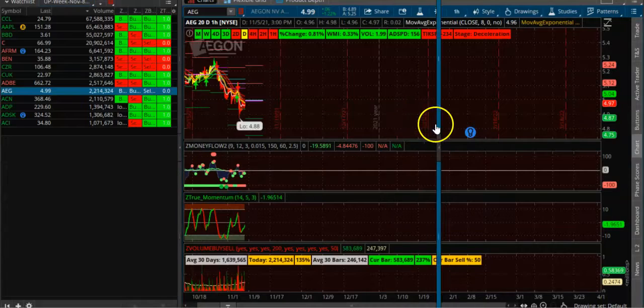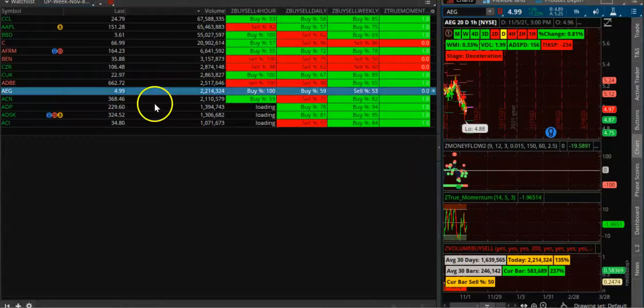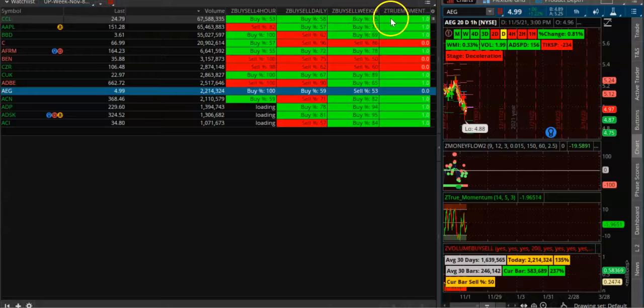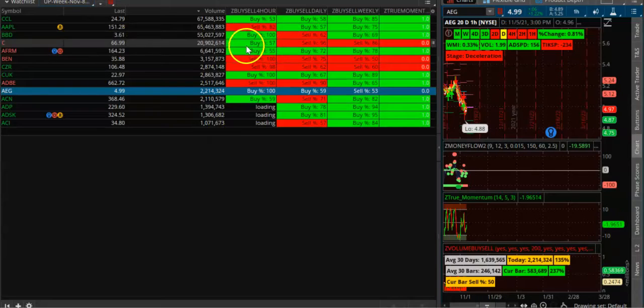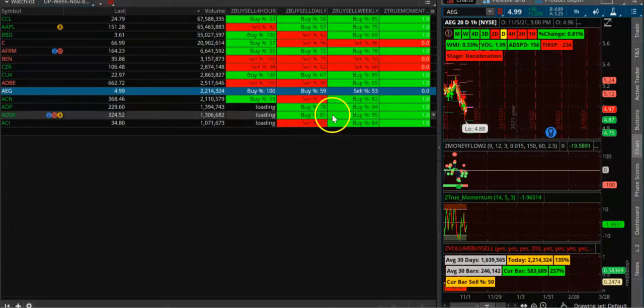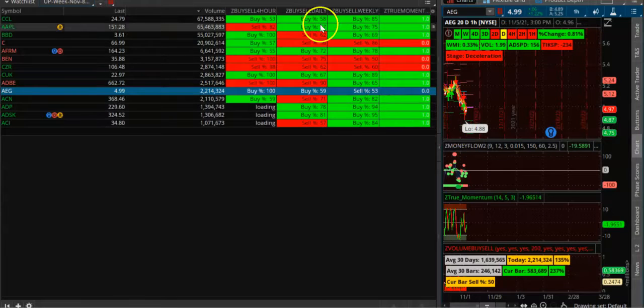so let's look at all the stocks in our list. Okay, so if you see here, you can see based on the volume, buy sell, CCL is all the way green. Okay, so you can see also Apple is not green. Okay, so for example Afrm is all the way green. So that's the first indication. Okay, so this is based on volume, whether it's fully green or not.